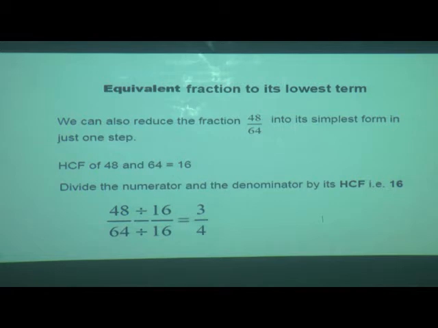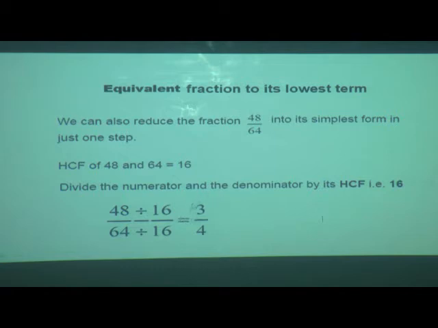We did a reduction, that is, we simplified 48 upon 64. What did we do? We took 16 in the numerator as well as in the denominator. If you want to reduce it by 2, you can do it by 2 also. You can divide 48 by 2 and 64 by 2, then continue the reduction until you reach the simplest form. The answer will remain the same.